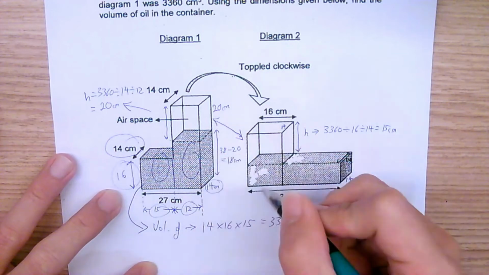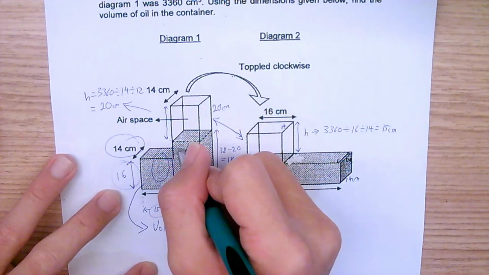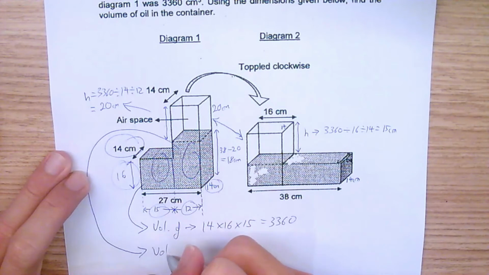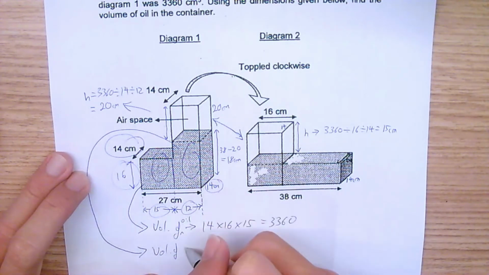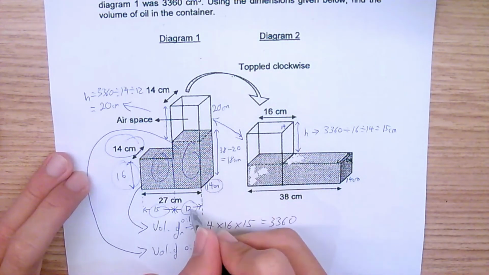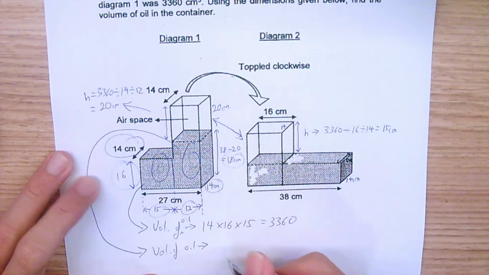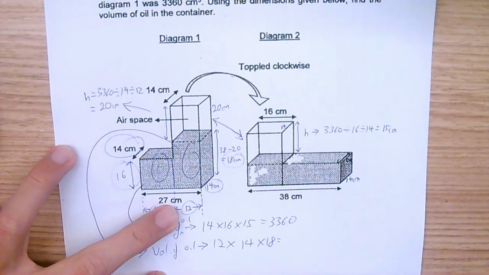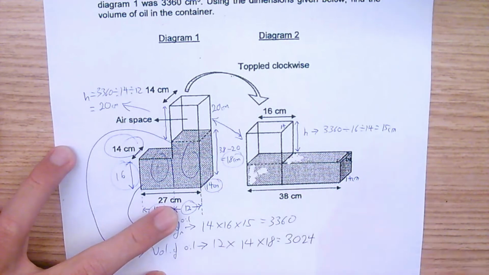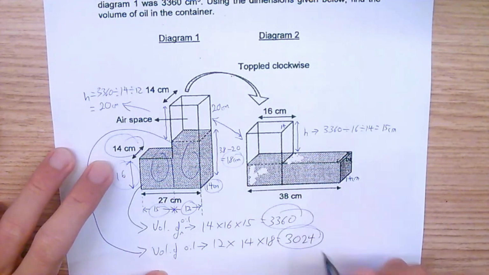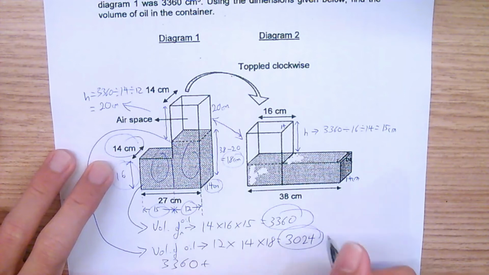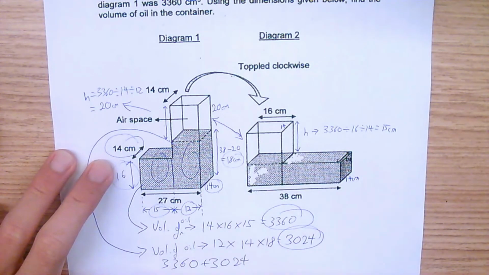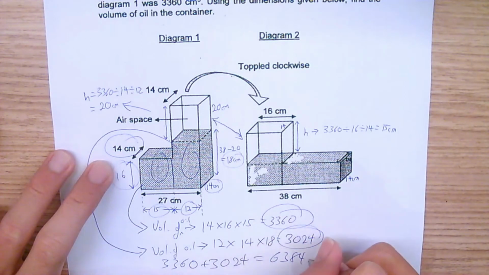Now, how about for this one? For this one, I'm going to draw another arrow. Volume of, oops, I didn't put oil. Okay, volume of oil will give us 12 multiplied by 14 multiplied by 18. So 12, 14, 18. Throw all this inside a calculator. And that will give us 3024. Okay, so take these two figures, add up together. 3360 plus 3024. That will give us 6384 ml.